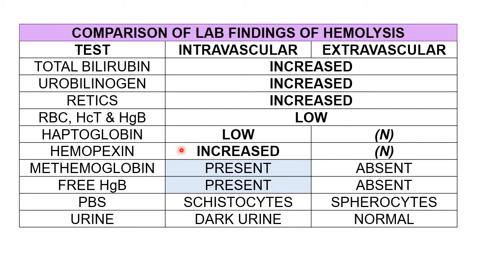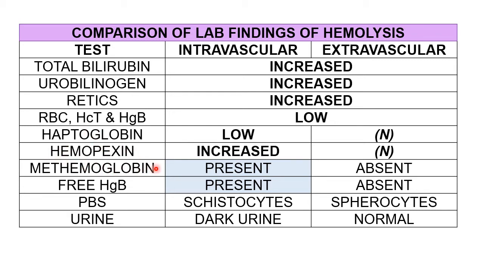Hemopexin levels naman is increased in intravascular pathway. Normal sa extravascular pathway. Bakit kaya? Naalala nyo yung hemopexin, haptoglobin, methylalbumin salvage system. Nangyayari lang yon in intravascular hemolysis. During that pathway, tumataas ang level ng hemopexin due to the conversion of your hemoglobin to hemopexin.